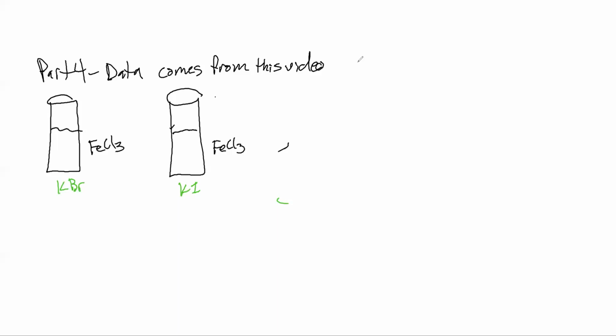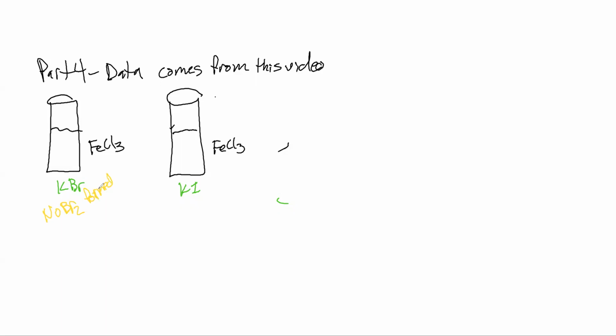So when we mix them, with our KBr we're looking for that response up in the top. We're looking for that bromine to be formed. But when we mix them this time, we're not going to see that. We're going to see a change in color as the bromide and the Fe interact, but we're not going to see that bromine form. So no Br2 is formed.